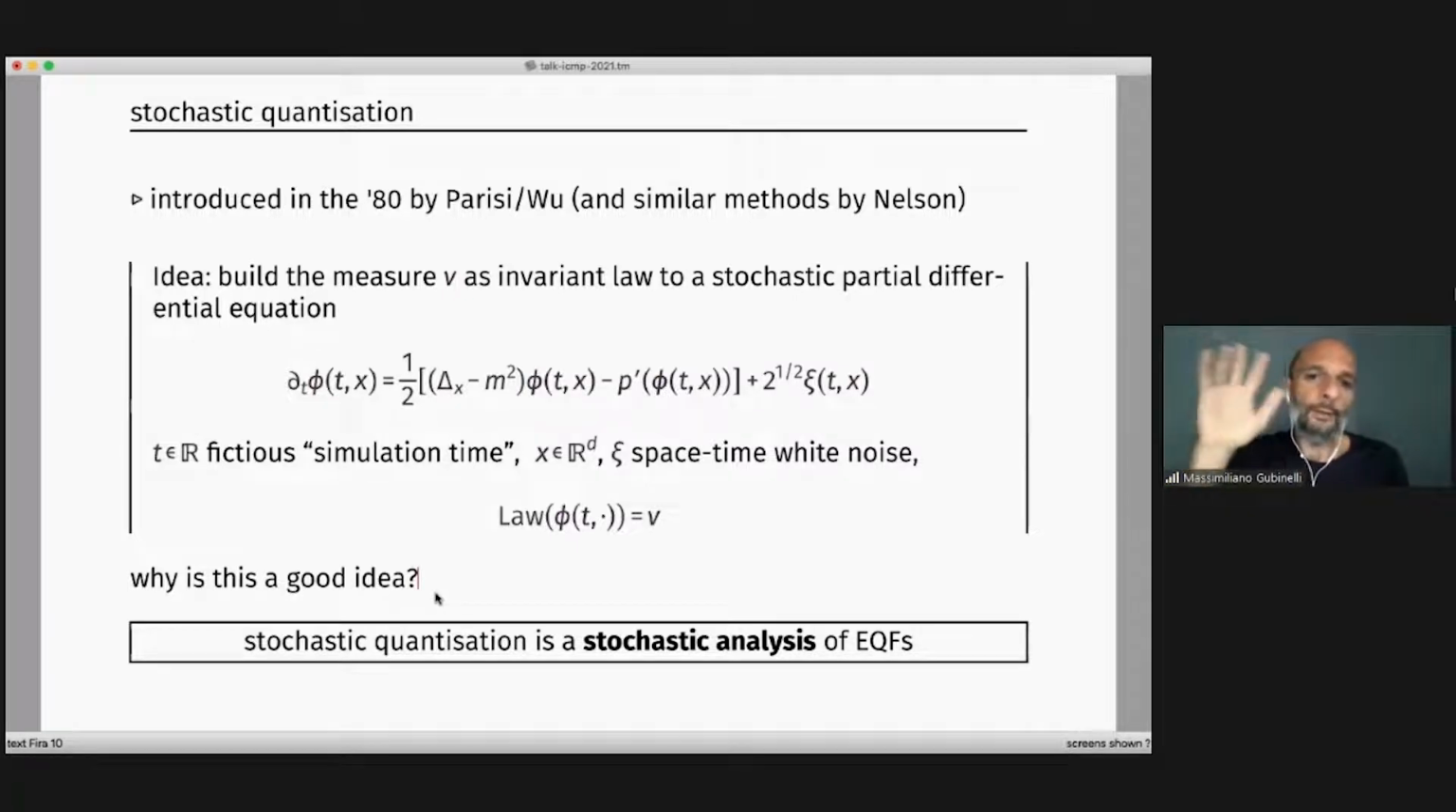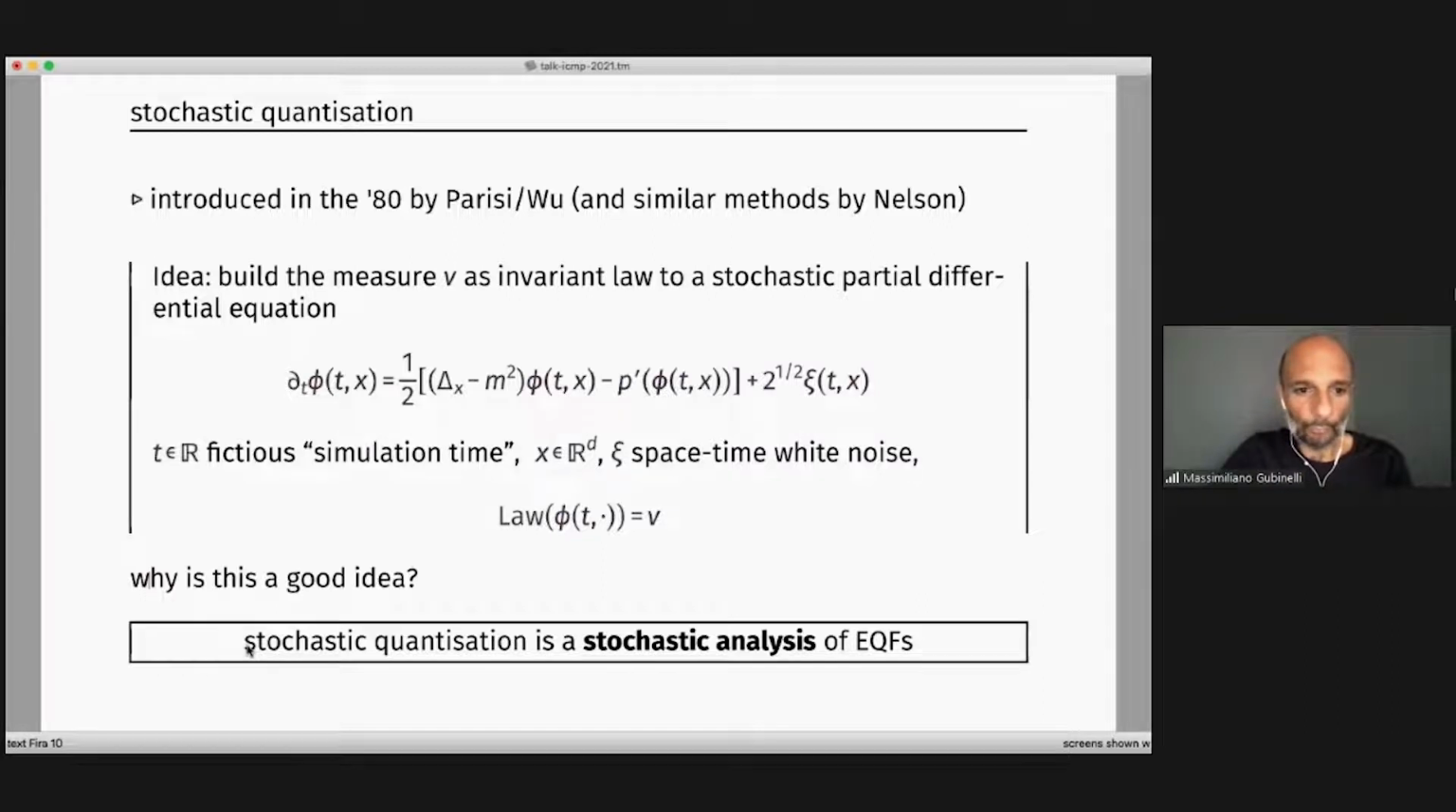So Parisi and Wu introduced it for a deep reason. They wanted to quantize gauge theories, and gauge theories are notoriously difficult to quantize, even if you are a physicist. And for mathematicians it is an open problem, as we heard from, for example, Chevyrev's talk, okay?